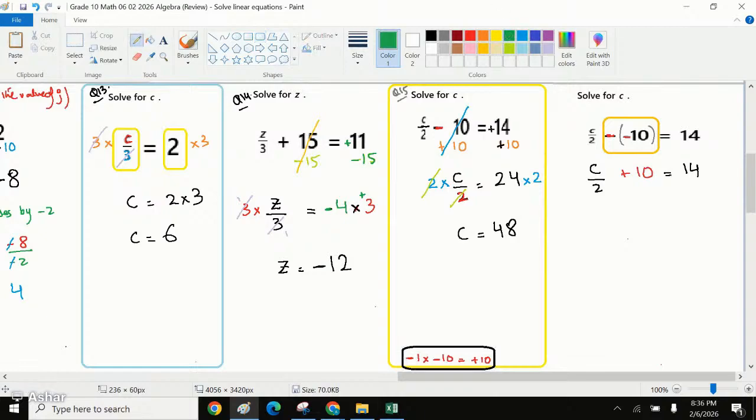Now we have a positive 10. We need to remove this 10 and take the 10 to the other side. So can we subtract 10 on both the sides? Once we are subtracting 10, plus 10 minus 10 becomes a 0. So we are left with C upon 2 equals 14 minus 10. What is 14 minus 10? We are left with a 4 with a positive sign.